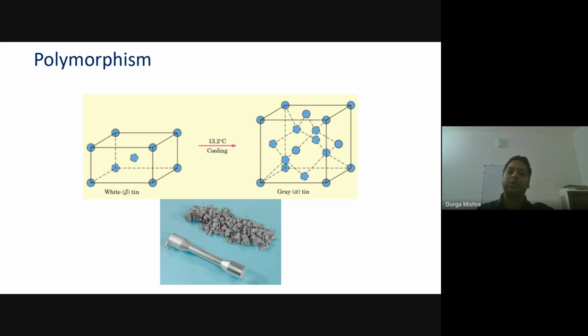So this polymorphism is also quite common. There are a lot of other elements which also exhibit this polymorphism. Carbon, as I already said, is another example. Carbon can be in the form of graphite, diamond, carbon nanotubes, fullerenes. These are all also known as allotropes of carbon. It is quite interesting to know that the same element can exist in different structures depending on the temperature and the pressure.